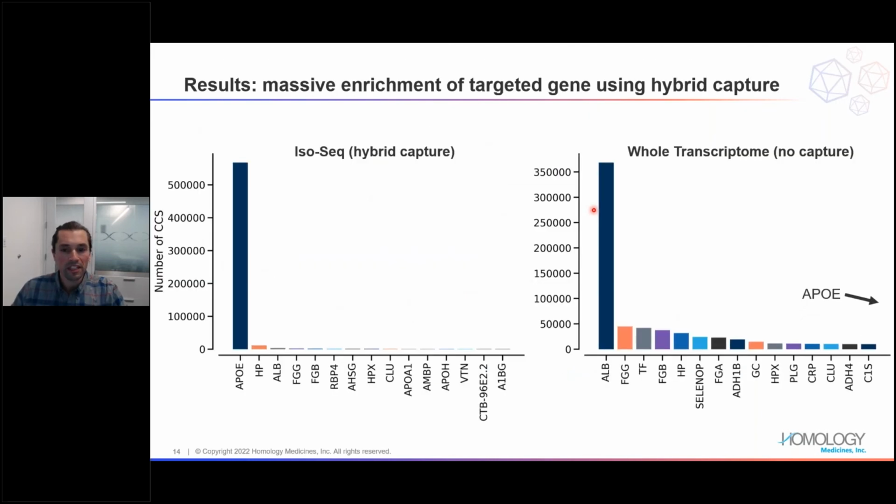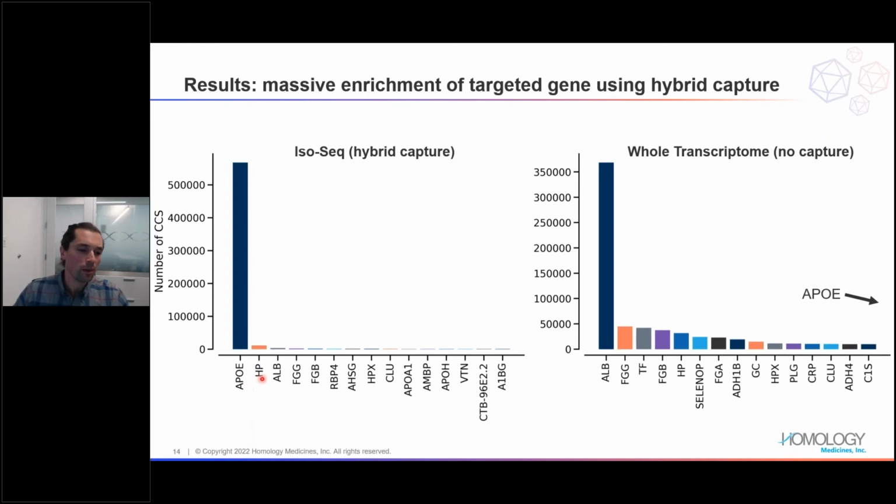And so here's some of the data. Here, I am comparing an Iso-Seq run with a whole transcriptome run of the same sample. So here we have the hybrid capture done, and this is no capture. You can see in the hybrid capture, ApoE, which is what we were capturing for, is a majority of the reads that we intended on getting.